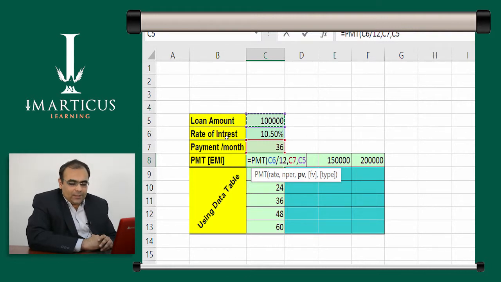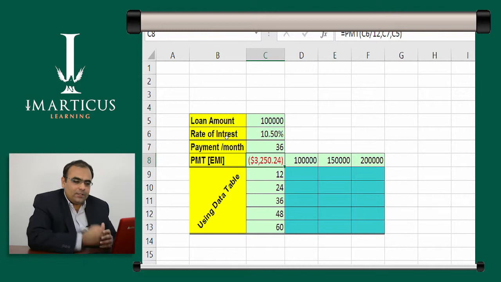Now, the other two parameters, that is FV and type, are given to us in square brackets, which means they are optional. We don't really have to bother about them. If those pieces of information are not given to us in the given data, we can obviously ignore the two parameters towards the end. So that's it. I can now hit enter, and I will get the answer.